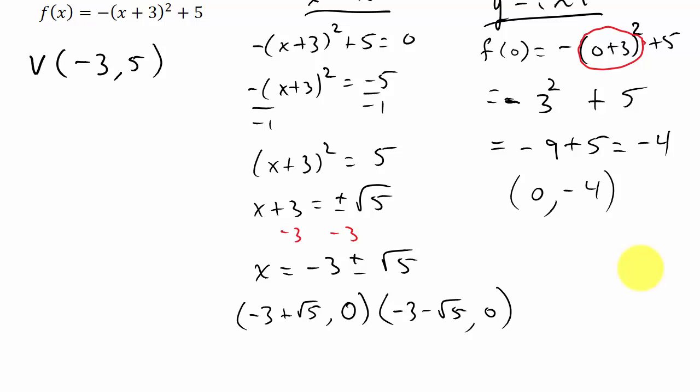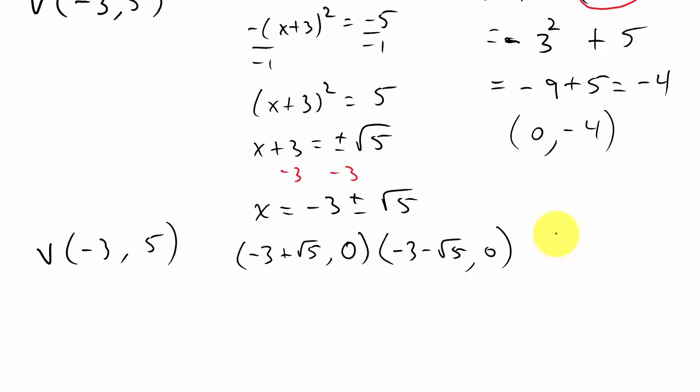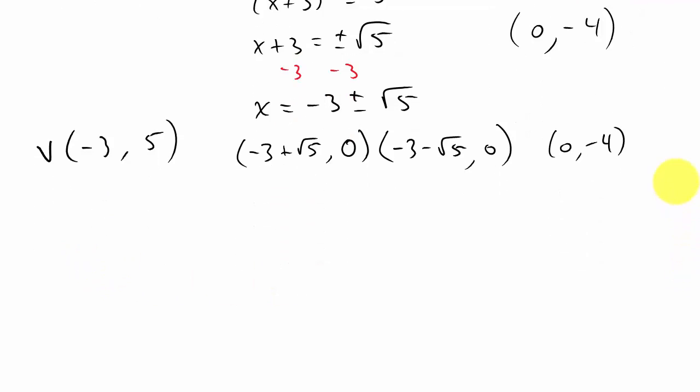Alright, so our vertex was -3, 5. Let's write our y-intercept here, 0, -4. Okay, so this is our y-intercept, here's our x-intercepts, and there's our vertex.